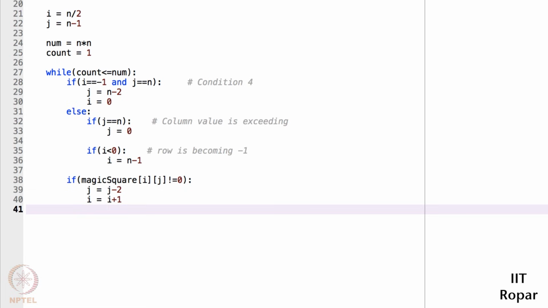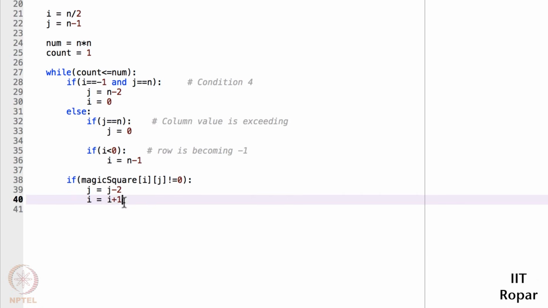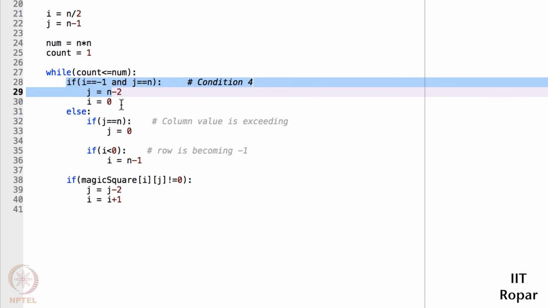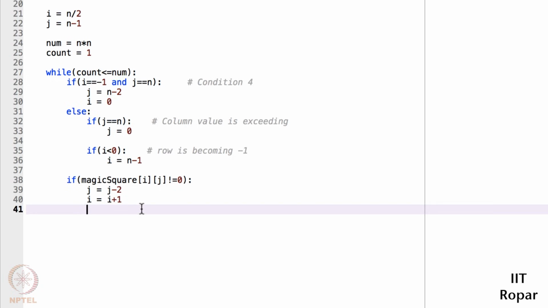And after this, it might happen that after calculating, some of these conditions might follow: either row is going to minus 1 and column is exceeding, or only column is exceeding, or only row is exceeding. So I have to check that. For that I have to go back to the loop.